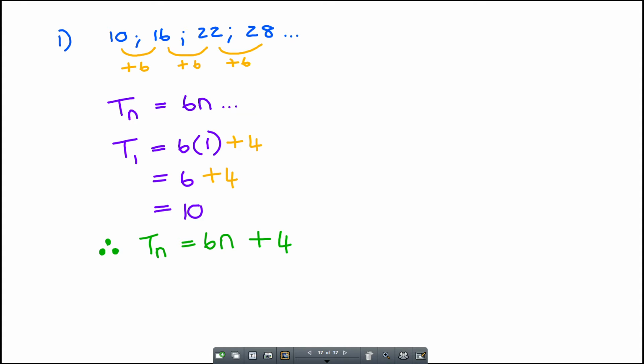Now, they also asked me to work out term 10. So term 10 would then be 6 times 10, which was 60, plus 4. So term 10 is 64. Any questions there? No.